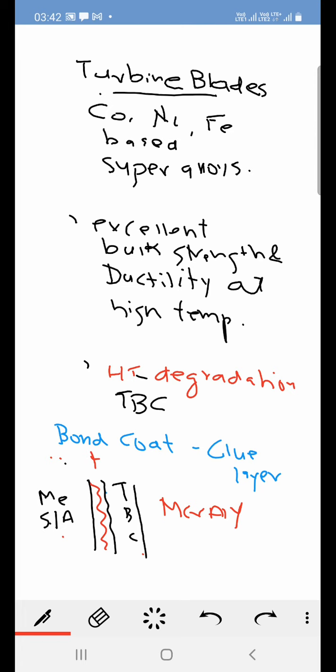And the TBC, most commercial, is yttrium stabilized zirconia. Yttrium is used, it protects the bond coat from accidents, and also shifts the failure from the metal bond coat to the oxide layer.